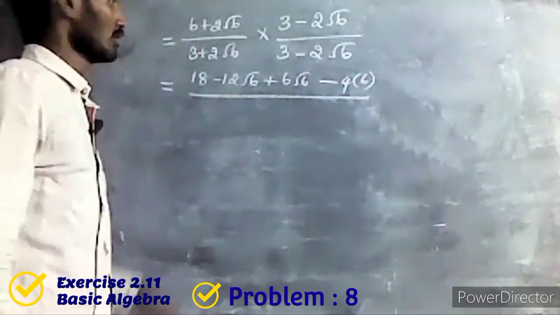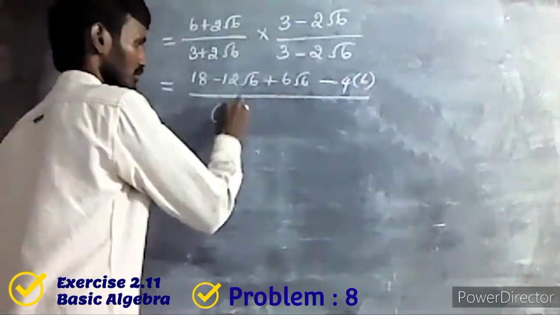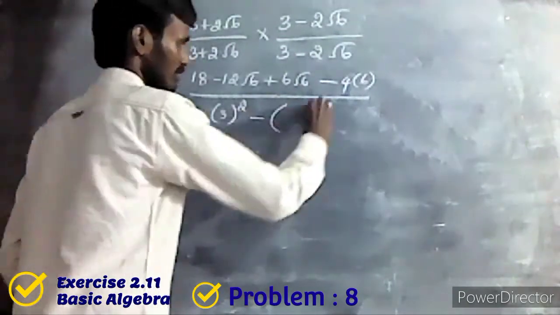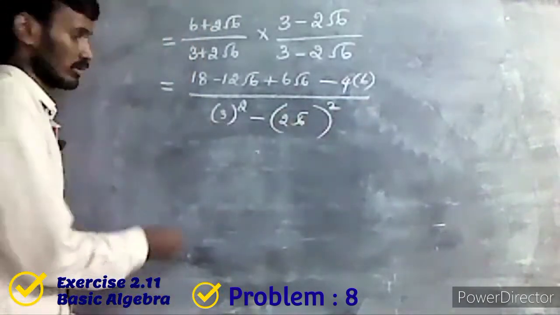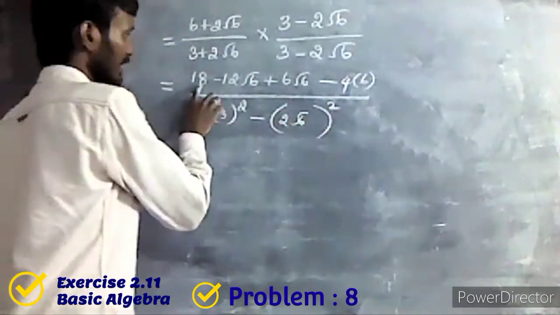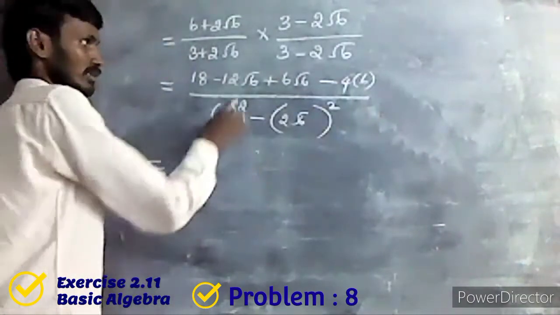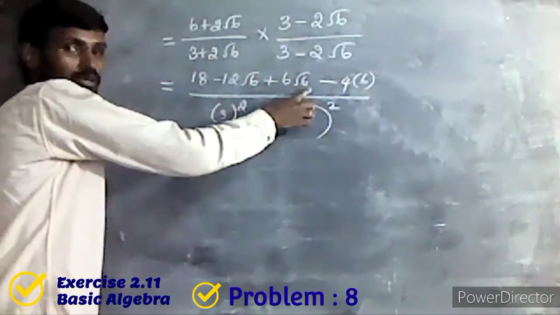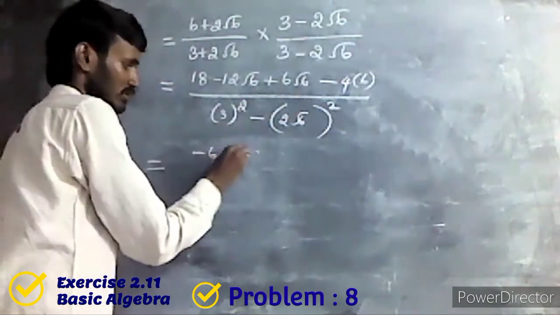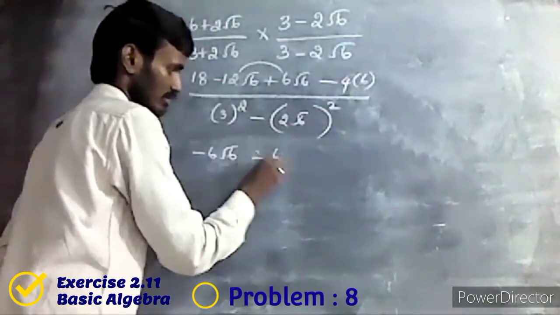Divided by, it is a plus b, a minus b. Therefore, a square minus 2 root 6 the whole square. So, that is equal to here 18, last one 24. 18 minus 24 is minus 6. It is minus 12 times root 6 plus 6 times root 6. So, minus 6 times root 6. Then first one, last one will give minus 6.